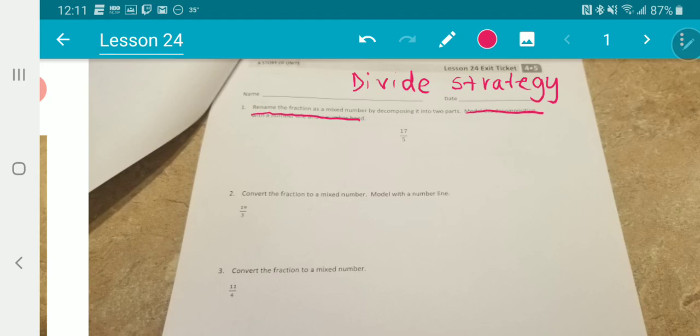Okay, number 2, convert the fraction as a mixed number, model with a number line. You can cross that out. You are not modeling with a number line. You are just using that divide strategy. And number 3 says convert the fraction as a mixed number. Okay, so you'll be doing that once again with the divide strategy. So for your independent problem today, go ahead and circle 1, 2, and 3. You are going to be solving these 3 using that divide strategy to turn these 3 improper fractions into mixed numbers. When you are all done with this lesson, you or your parent can take a picture and email it to me, and I will check it for how you did.